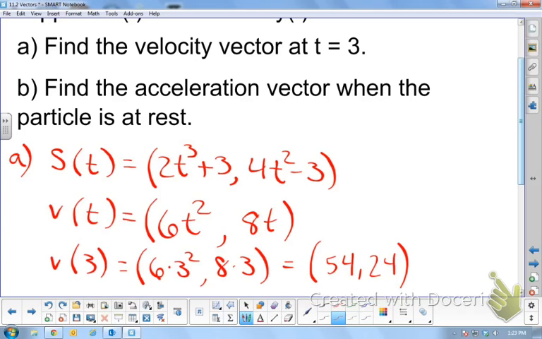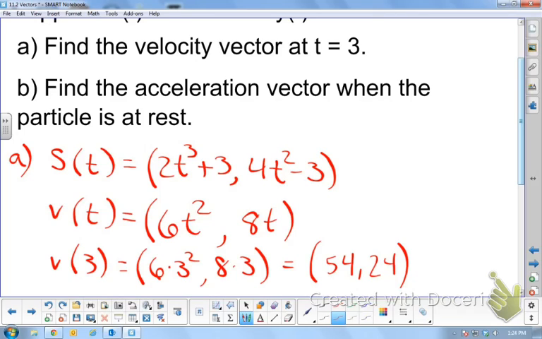So part B, we do have to do a little more interpreting. Part A, very straightforward. Find the velocity vector. Part B, it says find the acceleration vector when the particle is at rest. What do we mean by the particle being at rest? It means it's not moving, which means there's no velocity.